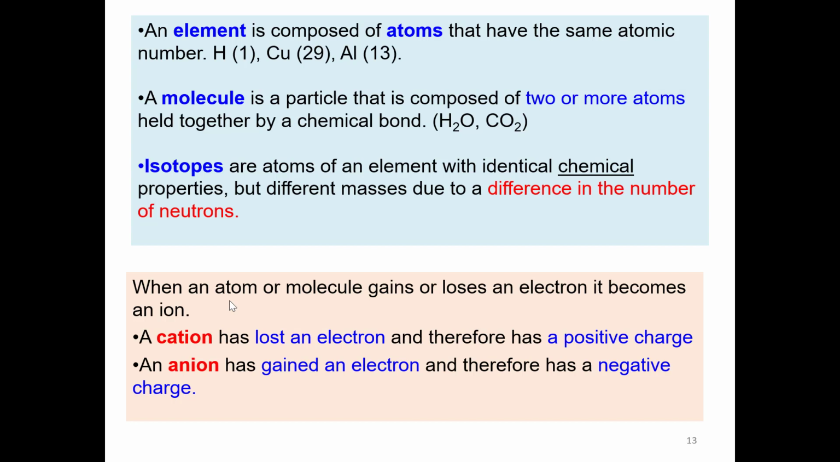Also, now we know that when an atom or molecule gains or loses an electron, it becomes an ion. And we have 2 different kinds of ions. It can be a cation if the element loses an electron and therefore has a positive charge, and it can be an anion if the element gains an electron and therefore has a negative charge. So we can have ions that have positive charge or ions that have negative charge.